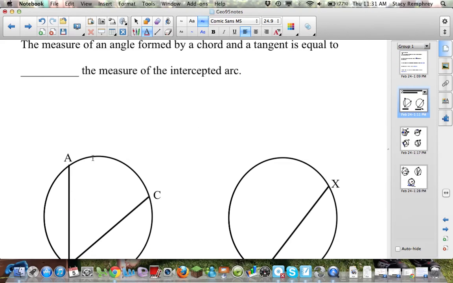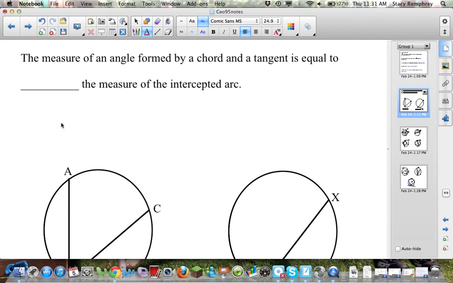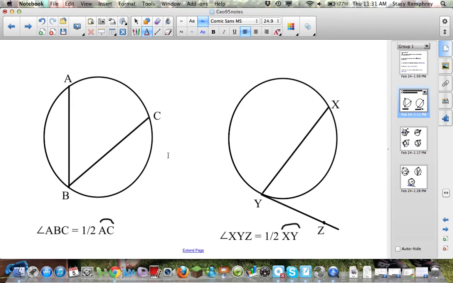You also should have found the angle formed by a chord and a tangent is also equal to half the intercepted arc. As we go through different types of angles, we had angles at the center, and they were equal to the arc. Now any angle where the vertex is on the circle is going to be half the measure of the intercepted arc. So I have some pictures here to try and help you.